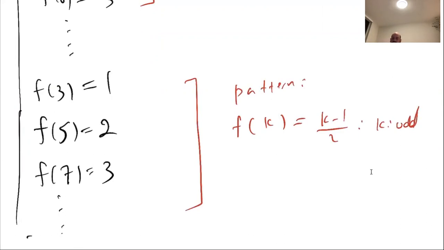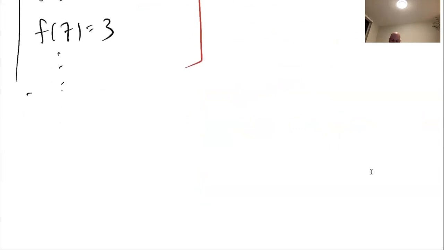Why is 3 mapped to 1? Well, first you subtract 1 from 3. 3 minus 1 is 2. 2 over 2 is 1. Similarly for 5, why is it mapped to 2? 5 minus 1 is 4, then 4 divided by 2 is 2. Then 7: first subtract 1 again. 7 minus 1 gives you 6, divided by 2 gives you 3. And so on. So what is f then?